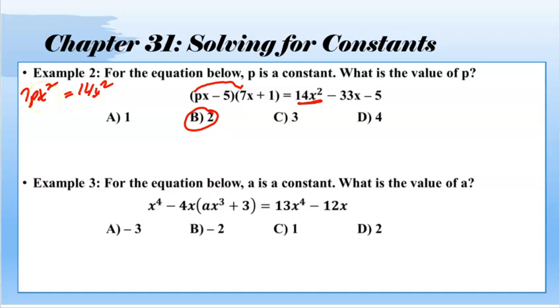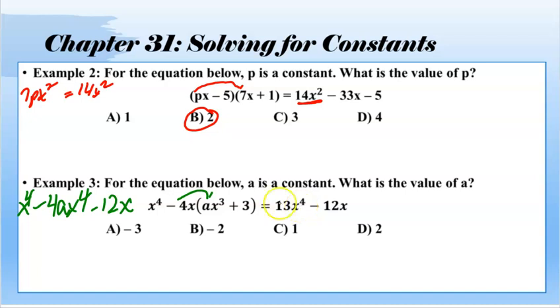Example 3, for the equation below, a is a constant. What is the value of a? On the right-hand side, I have it all distributed. On the left-hand side, I still have some parts I have to distribute. So I'm going to distribute this negative 4x. So right now, I would have x to the 4th minus 4a x to the 4th, and then minus 12x. Now both sides have a minus 12x.